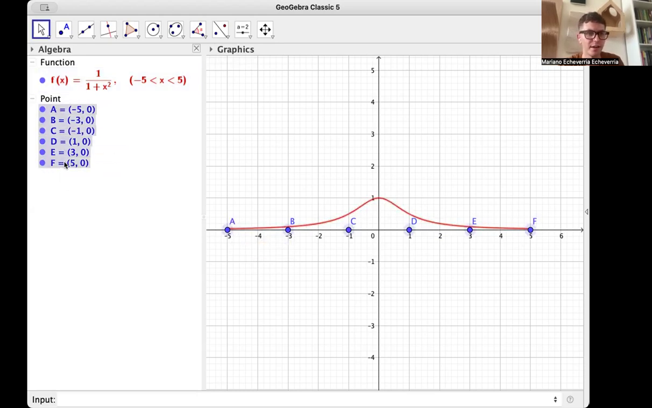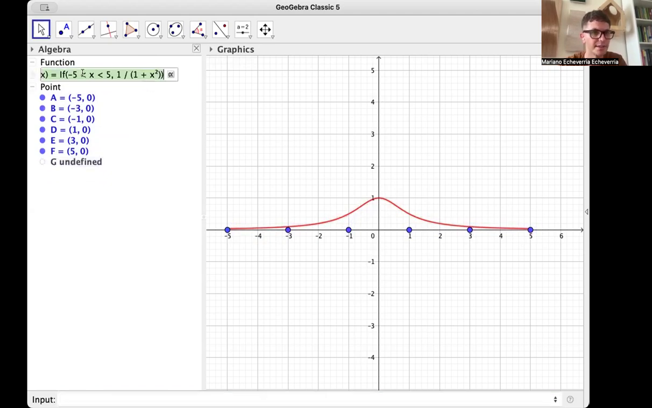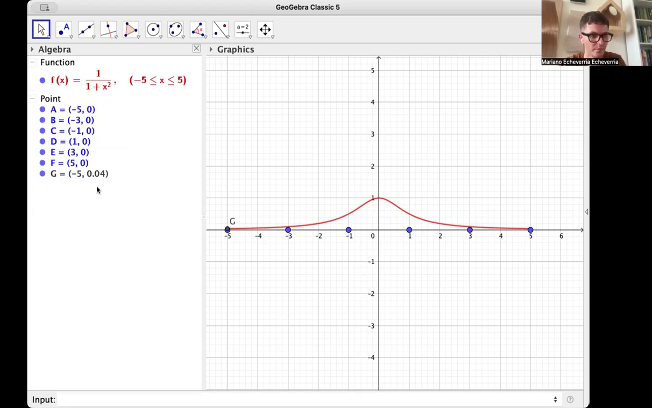So for each of these x values, I'll find the corresponding point on the graph. So the points on the graph would be -5, f of -5. Sorry, let me fix this quickly. It should be less or equal. No, it's fine. Then it would be -3, f of -3, then -1, f of -1, then 1, f of 1, then 3, f of 3, and then 5, f of 5, right?